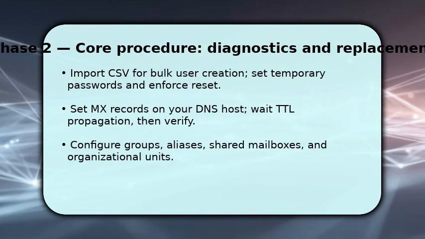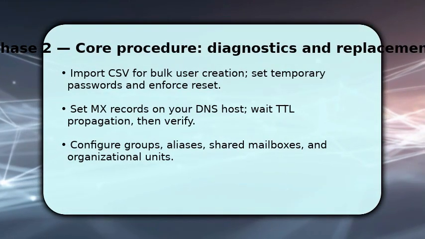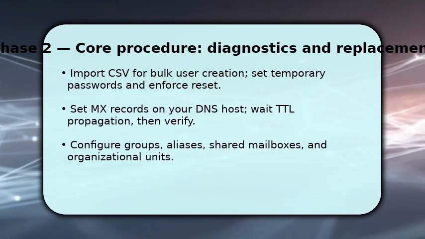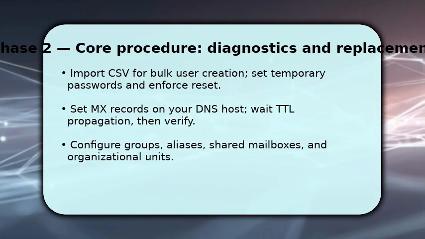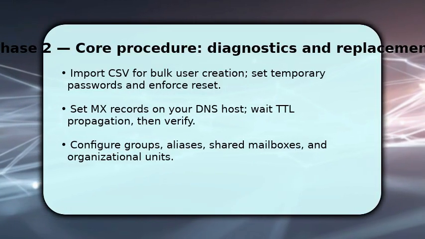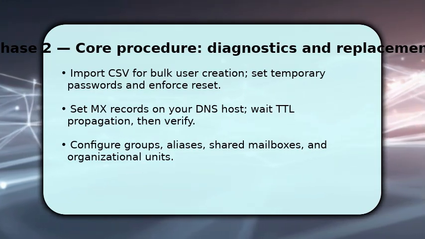Next, import your CSV to create users in bulk, assign temporary passwords, and require password change at next sign-in. Once accounts exist, update your domain's MX records to point to Google's mail servers and wait for DNS propagation. Verify delivery in the admin console.